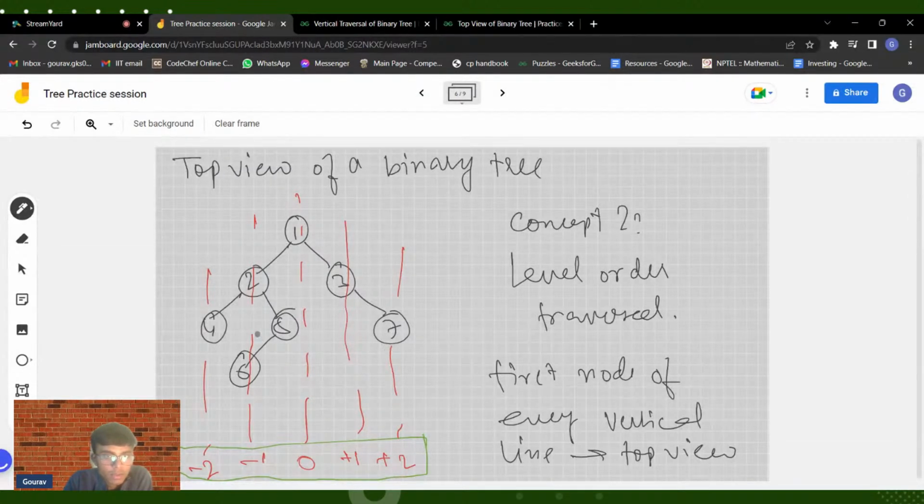Okay, so let's come back to this question, the top view of the binary tree. Now, in the previous question, we were outputting everything that was coming on every vertical line. But in this case, we will only output the first node that is in every vertical line. So you can see this vertical line which contains 2 and 6. In the previous question, we had to output 2 and 6 both. But in this question, we will only output the first node, that is 2. Okay, so how to do that?